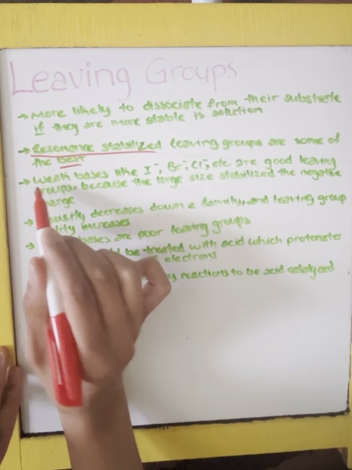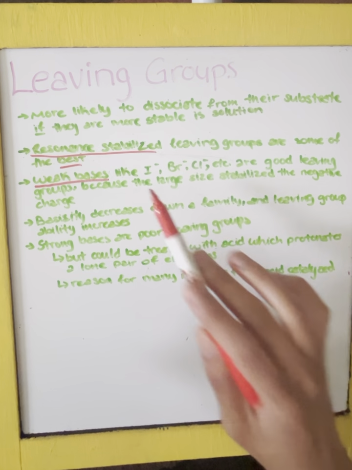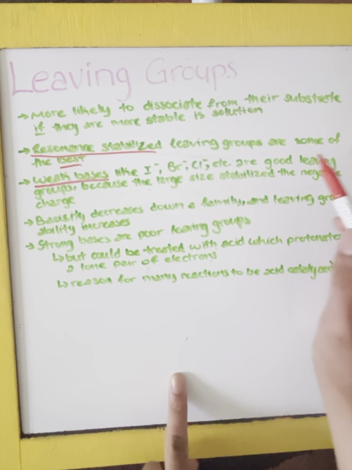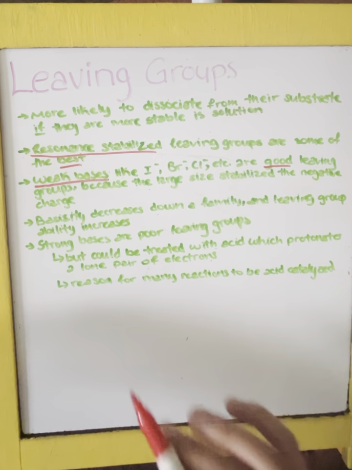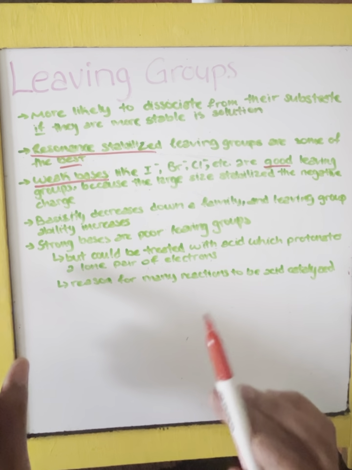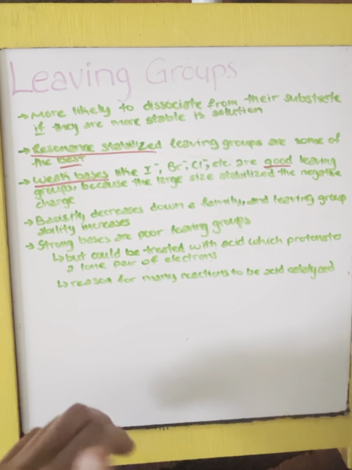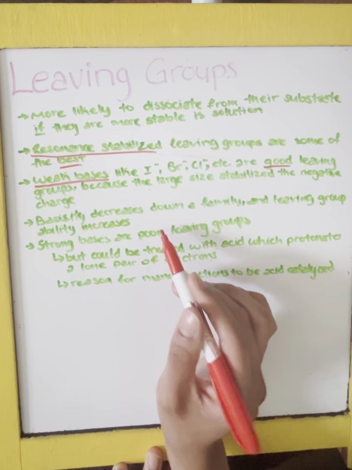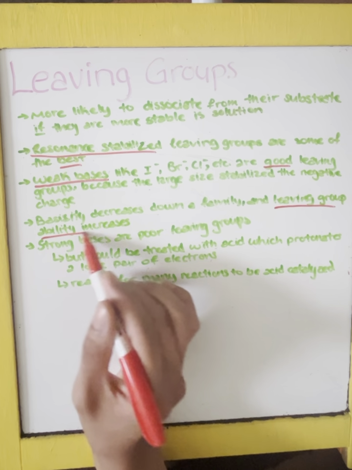Weak bases, like iodine, bromine, chlorine, are good leaving groups, because the large size stabilizes the negative charge. Basicity decreases down a family, and leaving group ability increases. So the more the basicity decreases, the more the leaving group ability increases.